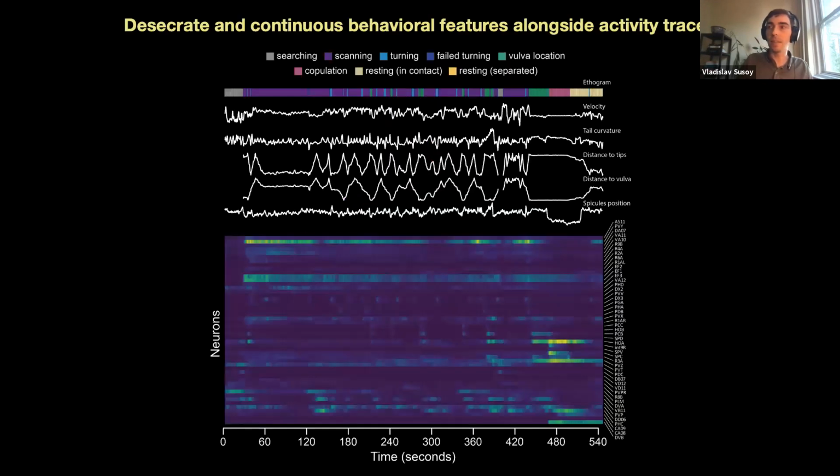So from experiments like this, we get three types of data. We have the recordings of neuronal activity, which you can see here at the bottom part of the slide. And we record continuous behavioral data, and we also tabulate discrete behaviors that the males perform, such as searching, turning, scanning, copulation, and resting. What is really crucial for this data is that we are able to identify most neurons from which we record. So we are talking about 80 to 100 neurons from which we can record, and we can identify about 75 neurons in total.